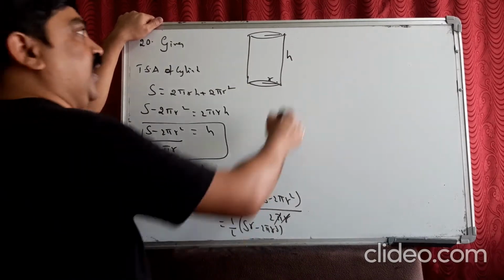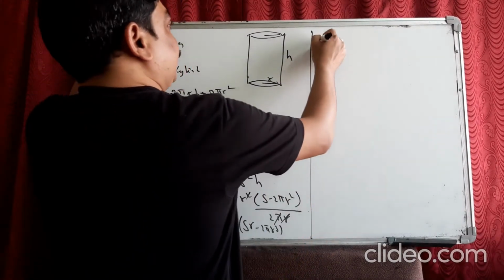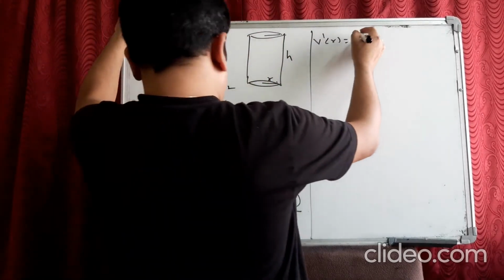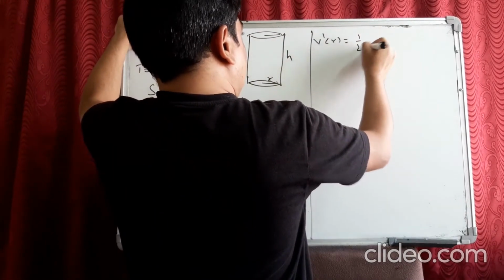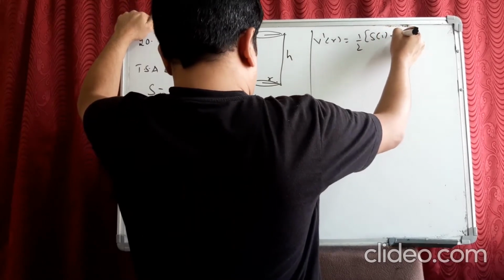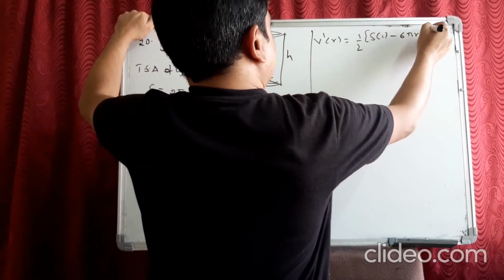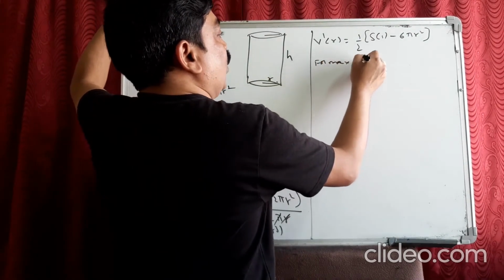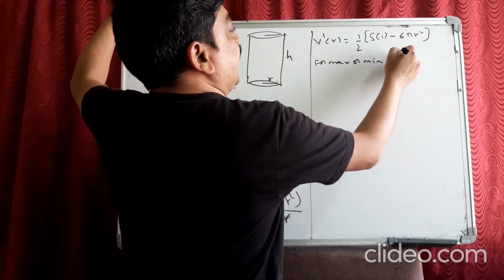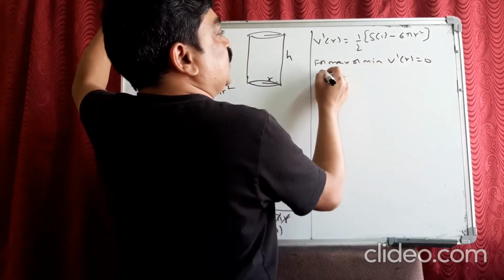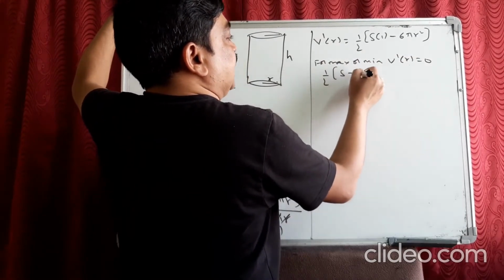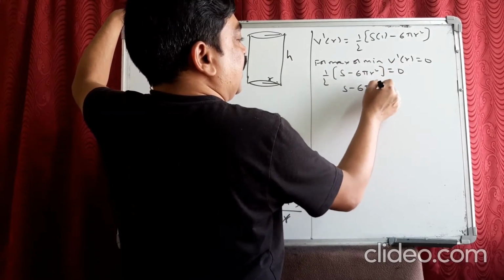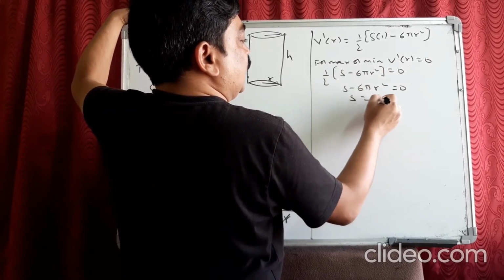Now, V dash of R, derivative of R, is equal to 1 by 2 of S into 1 minus 6 pi r square. What we know for maximum or minimum? For maximum or minimum, V dash of r is 0. So it becomes 1 by 2 of S minus 6 pi r square is 0. That means S minus 6 pi r square is 0. S is equal to 6 pi r square.